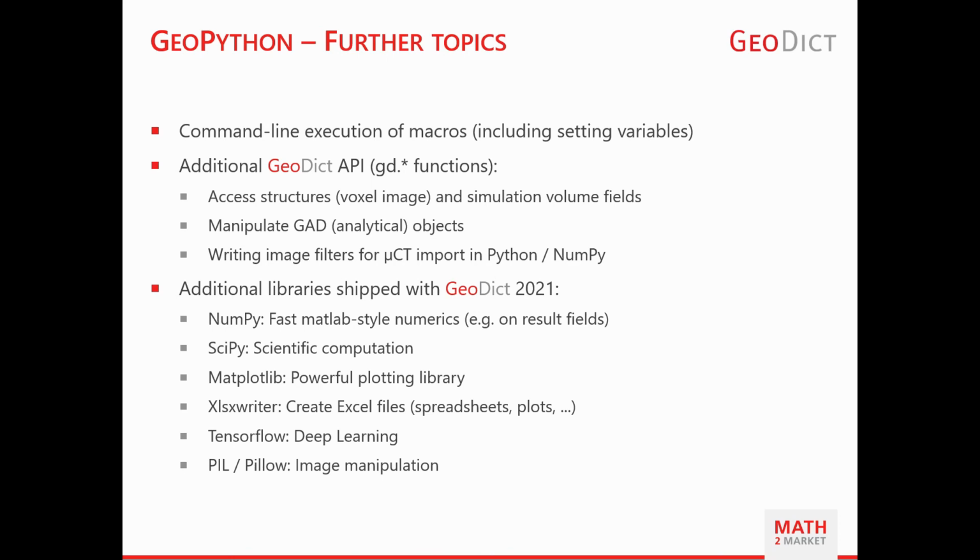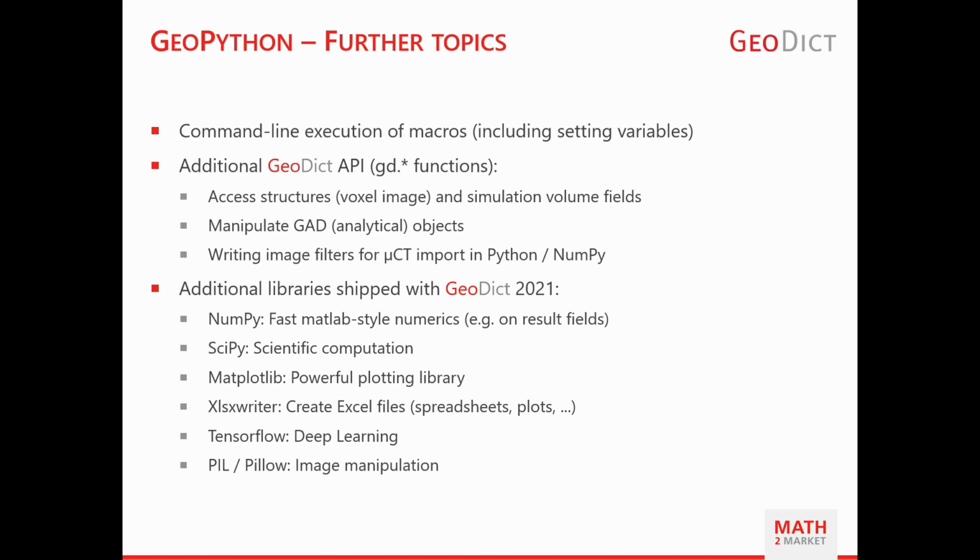These are the functions which start with gt dot, which actually are the core, if you will, which differentiate GeoPython from normal Python. Namely, a normal Python interpreter does not provide this Geodict API. And these APIs allow you, for example, to access the structure itself, so access the voxel image, and the simulation volume field. So, for example, the velocity vectors or the absolute velocity in a volume field.